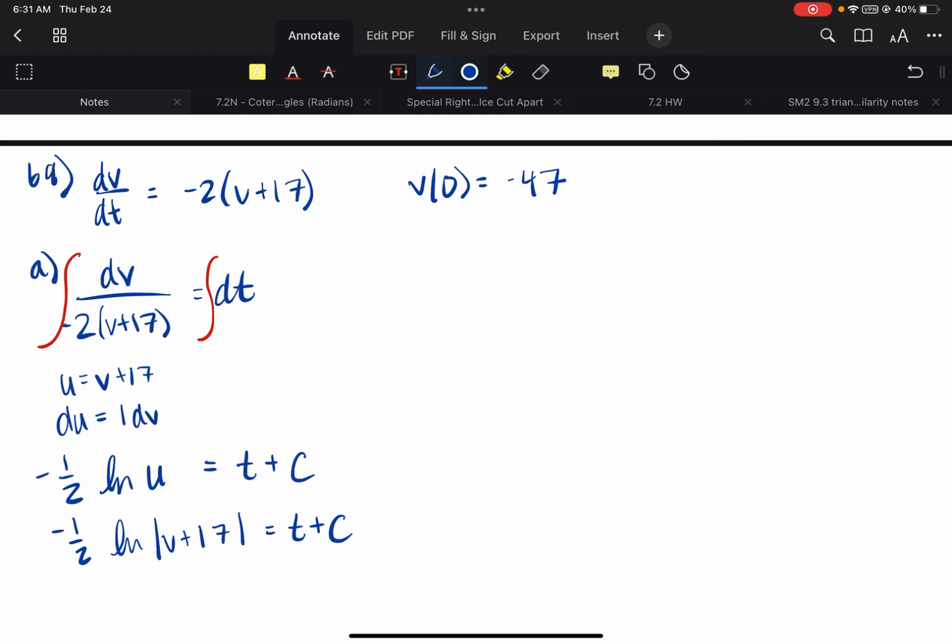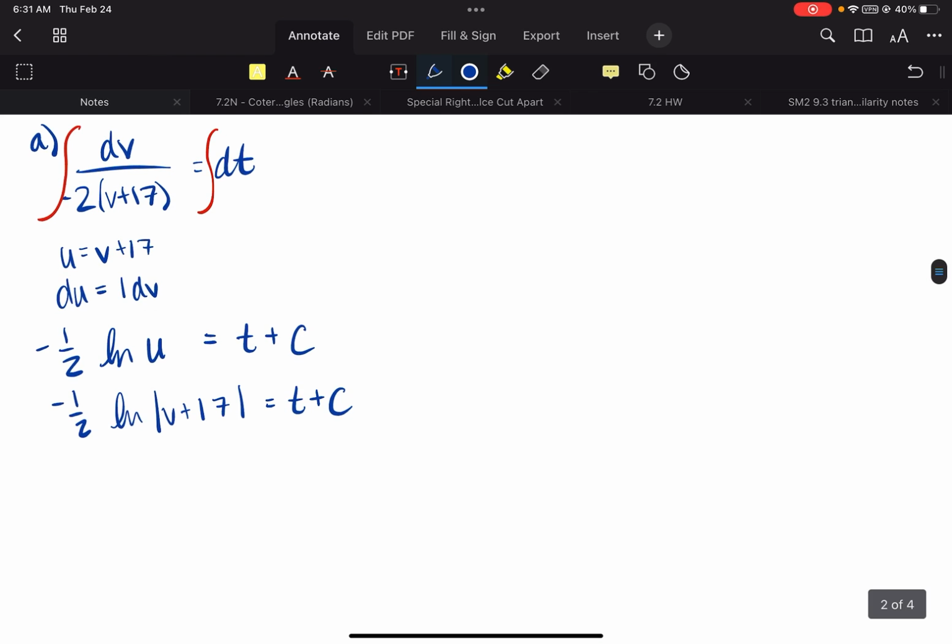This next part is when it gets a little weird. A lot of the ones we've done in class, we've stopped at this point because we've found an equation that relates our v and our t together. But in this problem, it specifically asks for an expression for v, so I need this in a v equals format. I'm going to start by working to get v by itself.